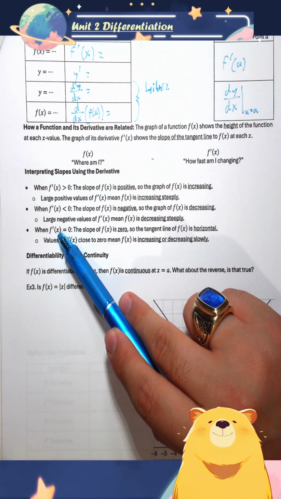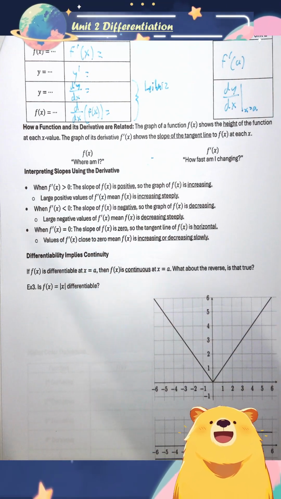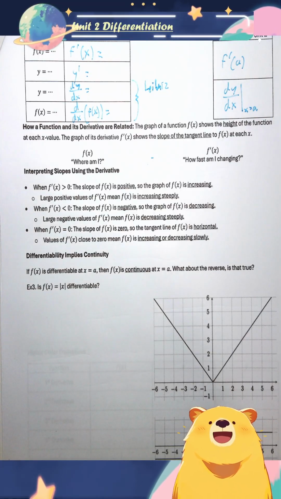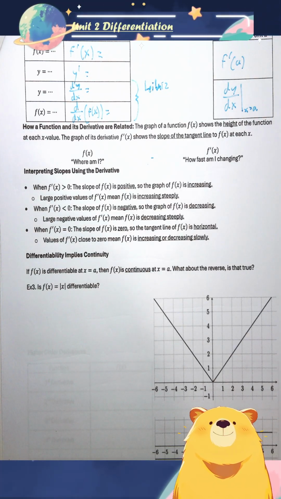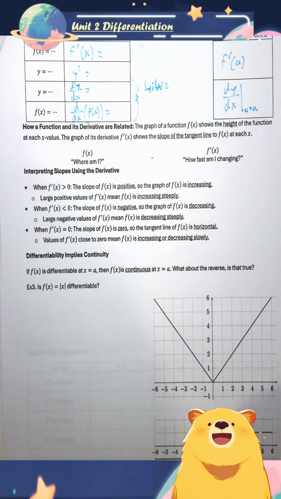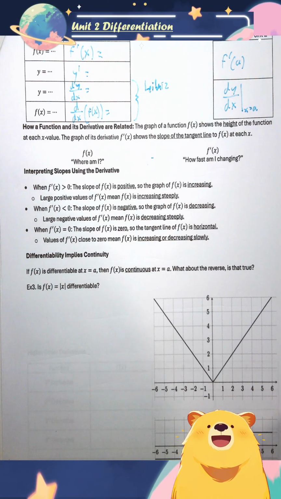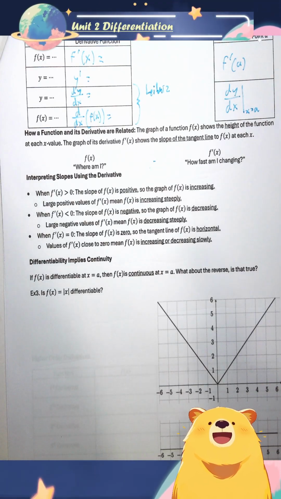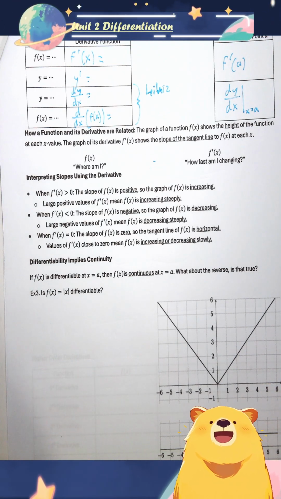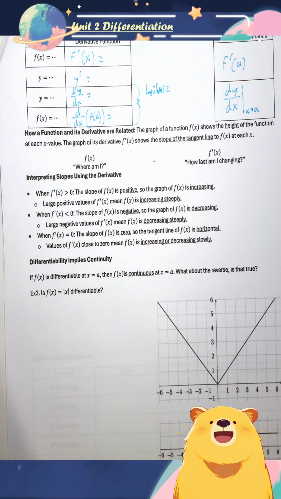When f prime of x is equal to 0, the slope of f of x is 0. So the tangent line of f of x is horizontal. The f prime values being close to 0 implies that f of x is either increasing or decreasing, but at a super slow rate. All right.